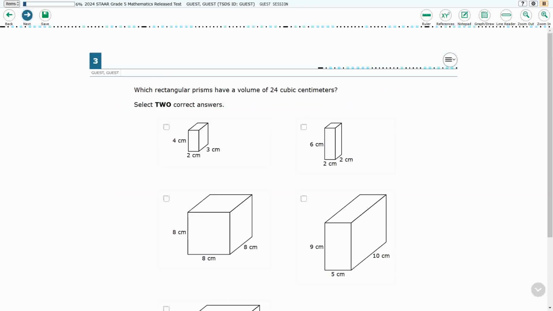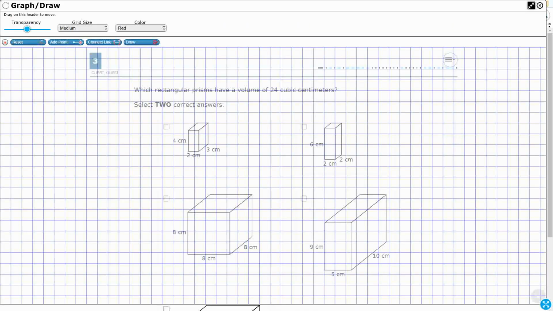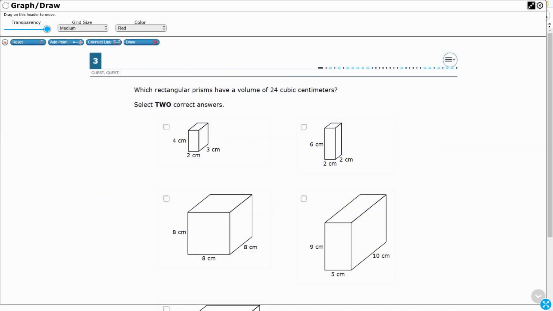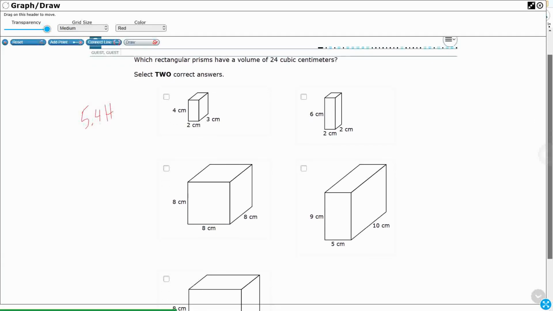For number 3, we're looking at area, perimeter, and or volume. This is standard 5.4H. The standard includes all of those, so you never really know what you're going to get there. So this is a multiple select. We need to select 2 correct answers. Let's go ahead and shift this down.